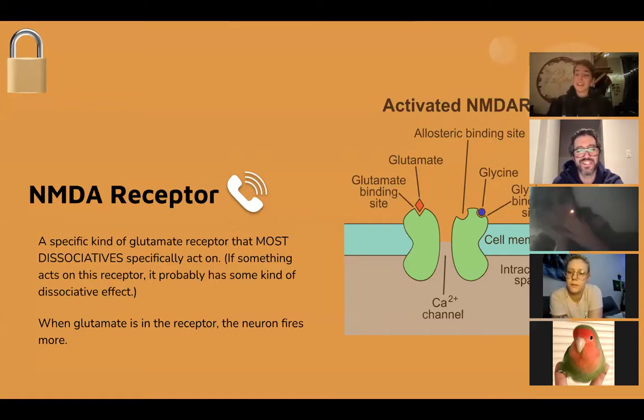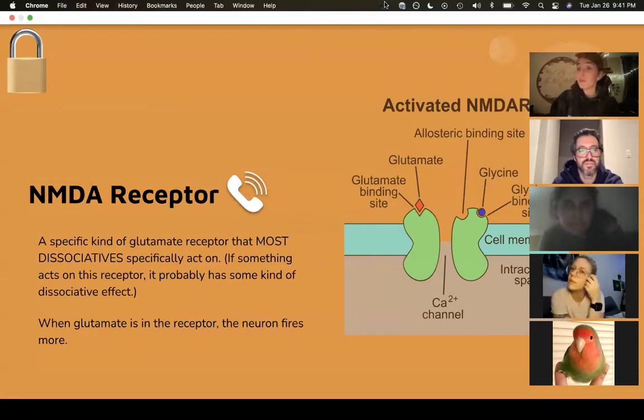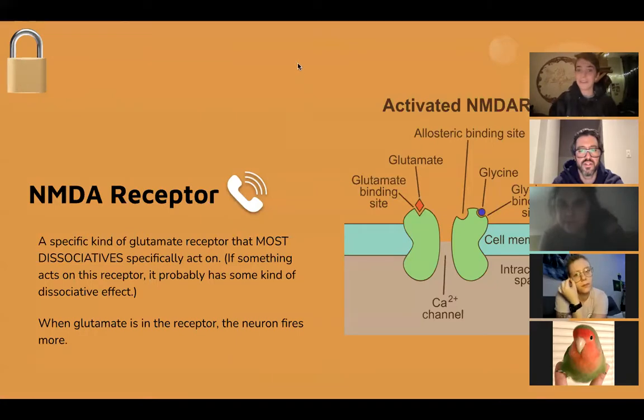The NMDA receptor is a specific kind of glutamate receptor that is like the dissociative receptor. If you go on something's wiki page and it says NMDA receptor antagonist, you can pretty immediately get an idea that it's going to have some kind of dissociative or anesthetic effects, which is really helpful. The point of all of this is to be able to do your own research and read things.